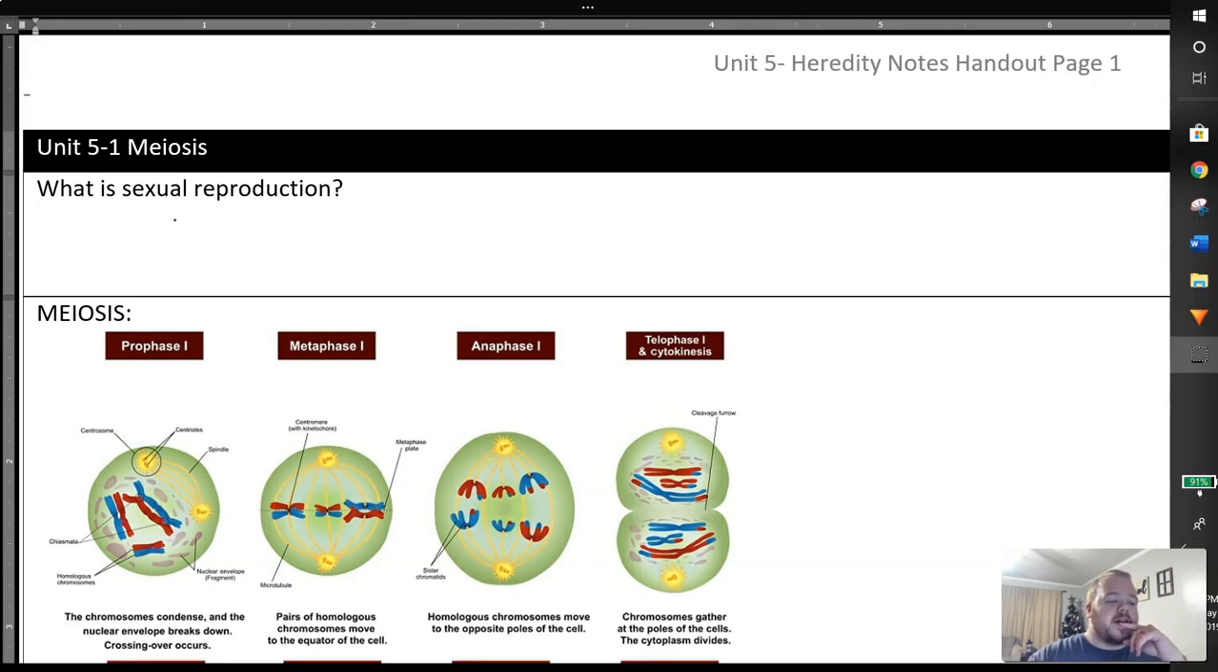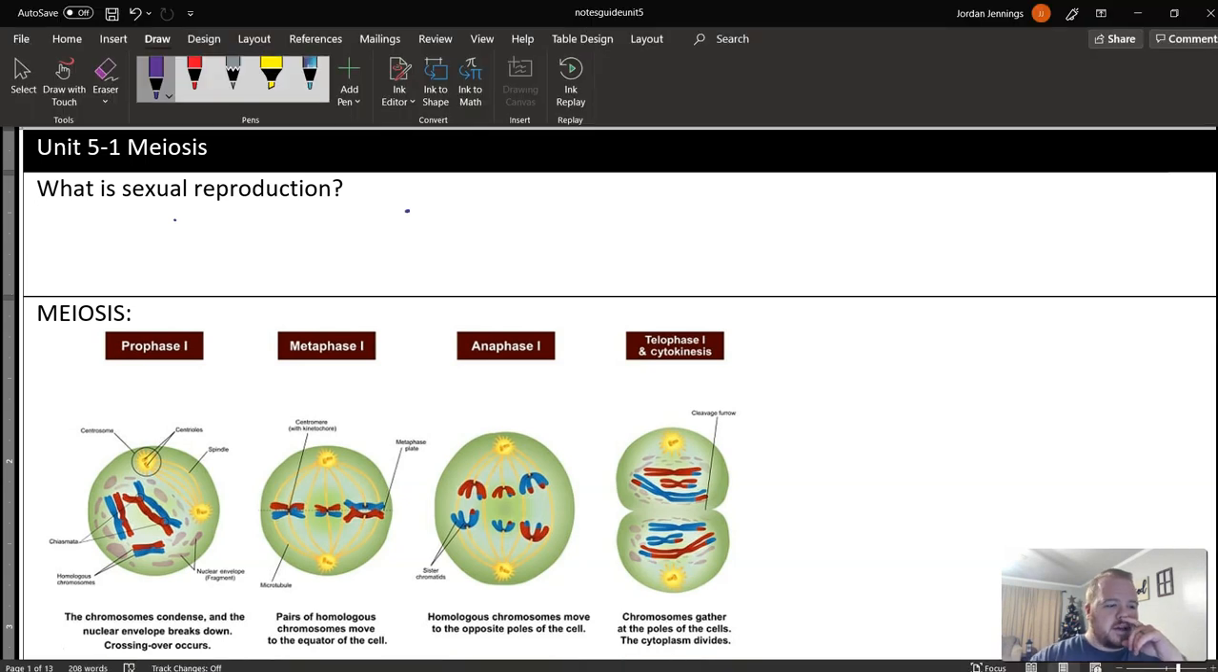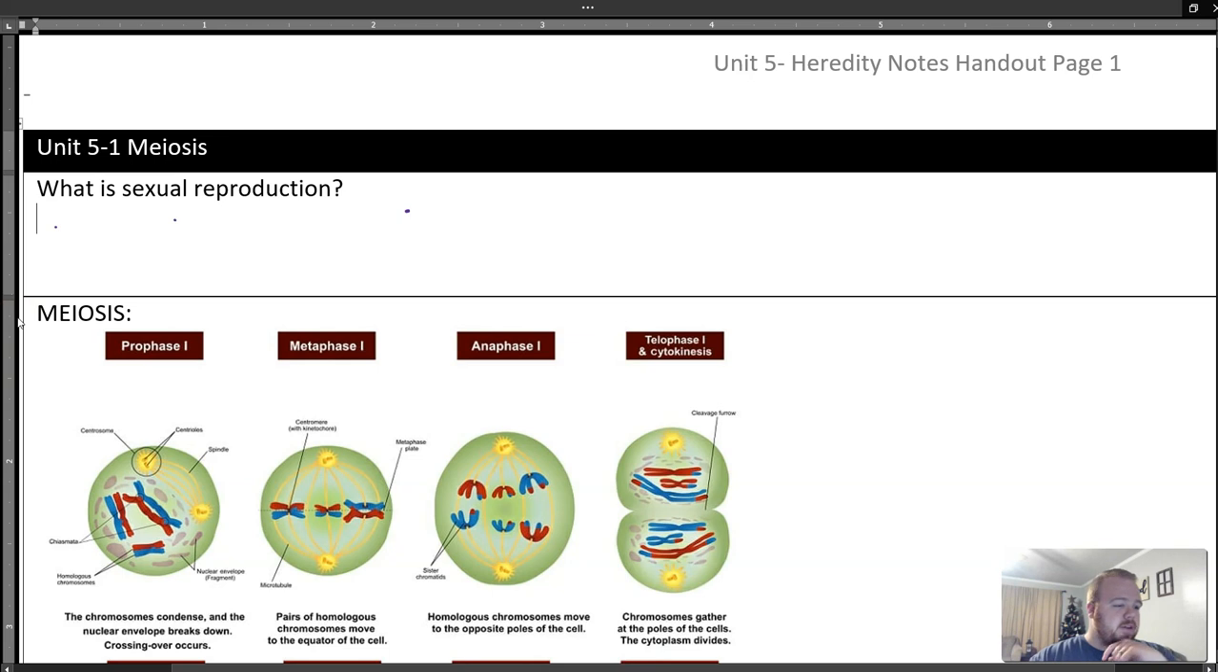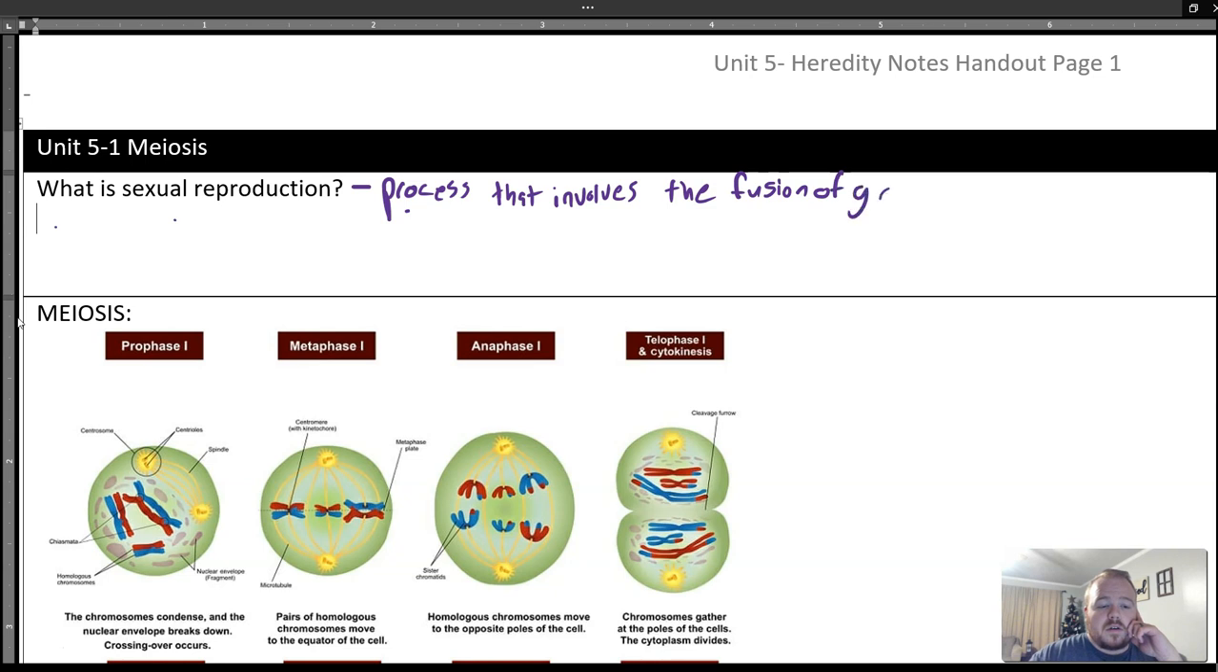So that brings up the first thing here. What is sexual reproduction? Sexual reproduction is a very common process. It's any process that involves fusion of gametes, and we call that process a lot of times fertilization. Fertilization is anytime you fuse sperm and egg cells together and you create what's called a zygote in humans. But you can create a lot of different organisms.